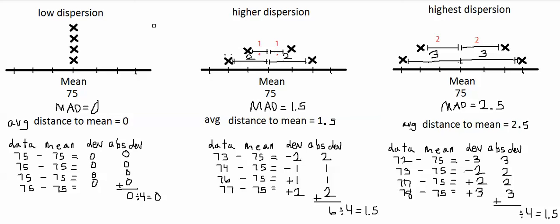They add up to 10. 10 divided by 4 is 2.5. So the MAD, or the average distance to the mean, is 2.5. So on average, a student in this class is 2.5 from the mean in either direction.